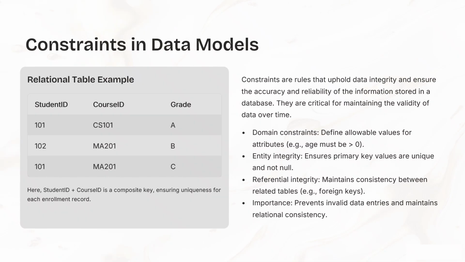Constraints in data models. These are rules that uphold data integrity, that is, the accuracy and reliability of the information stored in the database. Domain constraints define allowable values for attributes. Entity integrity means primary key values are unique and not null. Referential integrity maintains consistency between related tables.